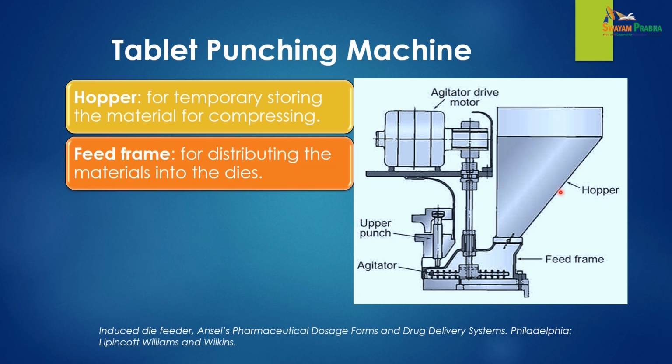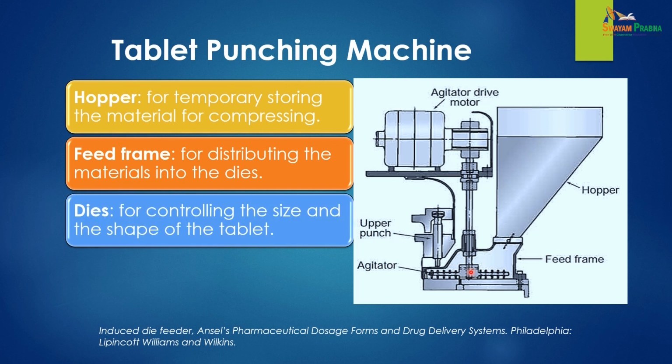Feed frame. This is the feed frame as you can see in this figure. It is used for distributing the materials into the dies. It takes the material which is charged into the hopper to the dies. Okay, dies are here. So what are dies? Dies are used for controlling the size and shape of the tablet. We will be discussing in detail, don't worry.